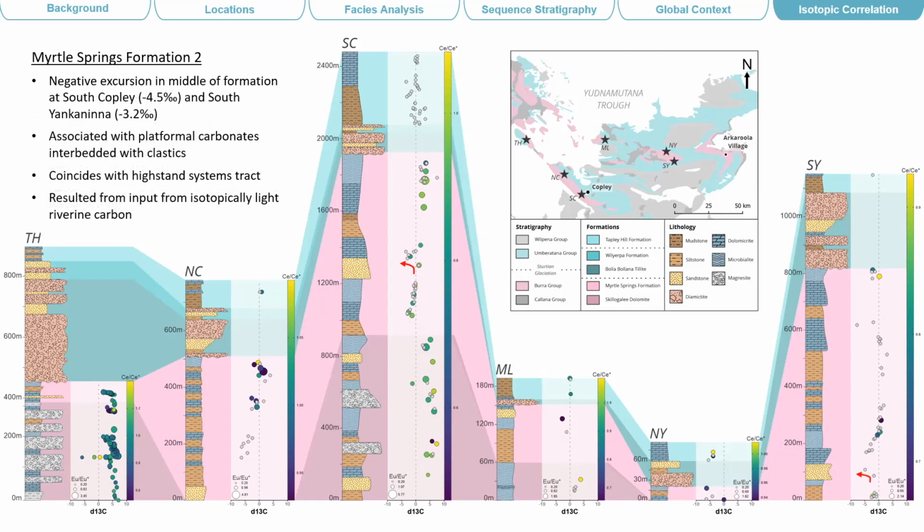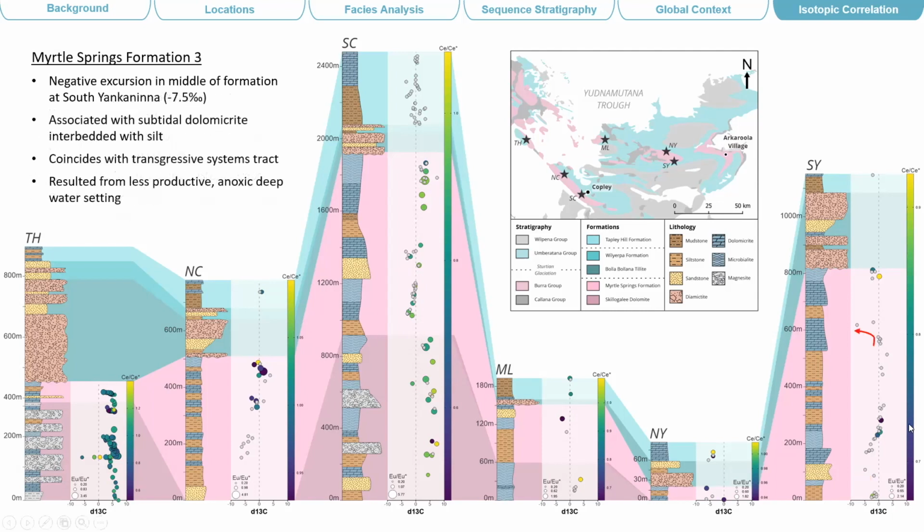Moving up through the Myrtle Springs Formation, we see another negative excursion, and that's found at two locations, in South Copley and also in South Yanconina. In South Copley, it's by 4.5, South Yanconina by 3.2, so quite similar. This is associated with platformal carbonates, which are interbedded with quite a bit of clastic material. This coincides with the high stand systems tracts. That's again a shallowing event where we have the continental material building out into the ocean. So we think it's quite similar to the first excursion we saw in the Skillygalee, where we have an input from isotopically light riverine water. It drives the delta 13C down.